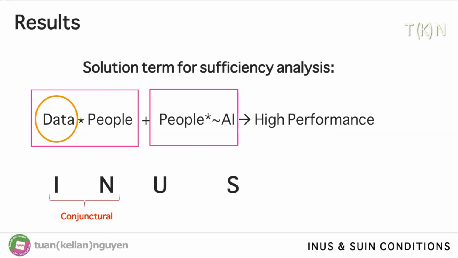The insufficient but necessary part is linked to the conjectural causation complexity by the logical AND operator, while the unnecessary but sufficient part is linked to the equifinality feature by the logical OR operator.